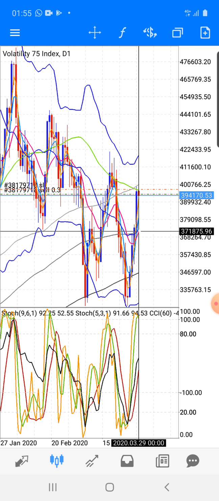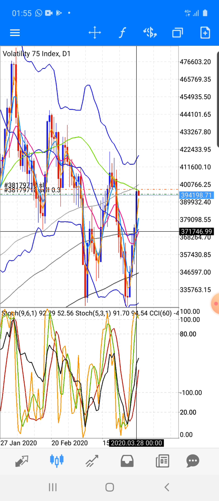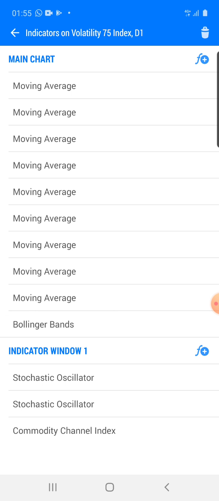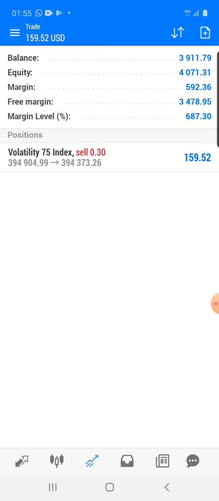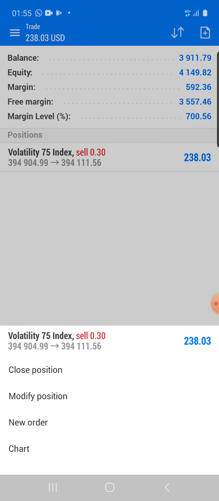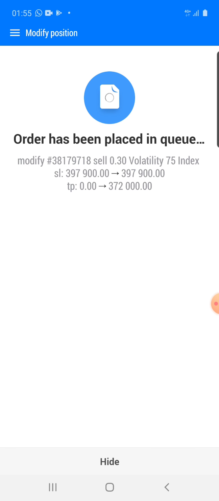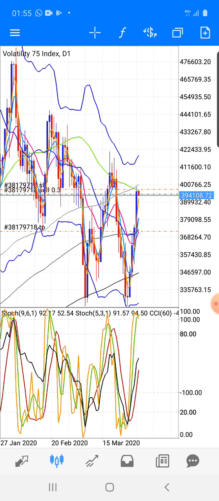So that will be 372,000. So let's put that in. Let's punch that in. 372. Verify, and we are done.